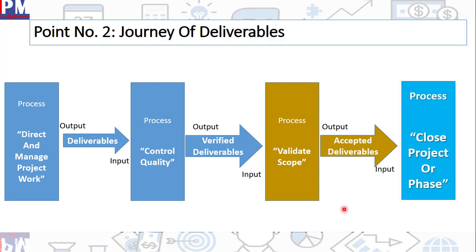But now we need to close it. So this is a trigger. Accepted deliverables become an input to the process called close project or phase, because this becomes the trigger.